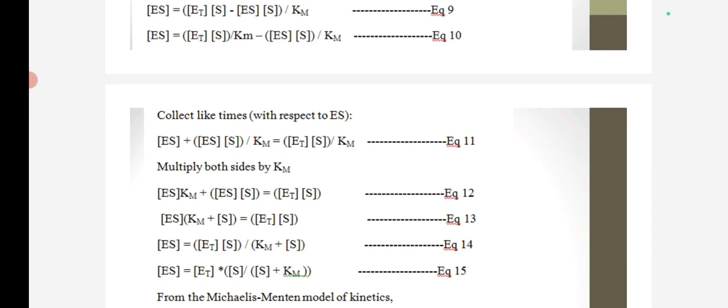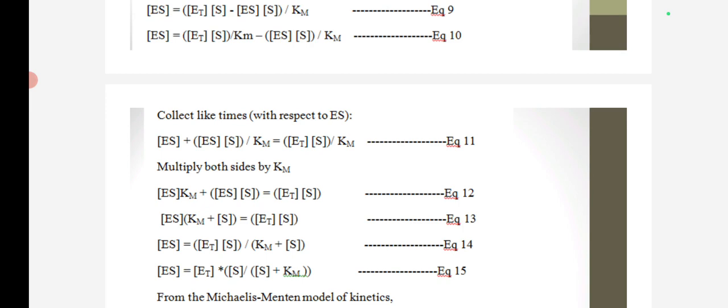Here, multiplying both sides by Km. We are now multiplying both sides by Km, so the divided Km will be struck out. Now we get the enzyme substrate complex multiplied by Km plus the enzyme substrate complex into substrate concentration. The divided Km are removed, and it equals the enzyme total concentration into substrate concentration. From equation 12, the enzyme substrate concentration is common, so we can take it out. The enzyme substrate concentration into Km plus substrate concentration equals the enzyme total concentration into substrate concentration.